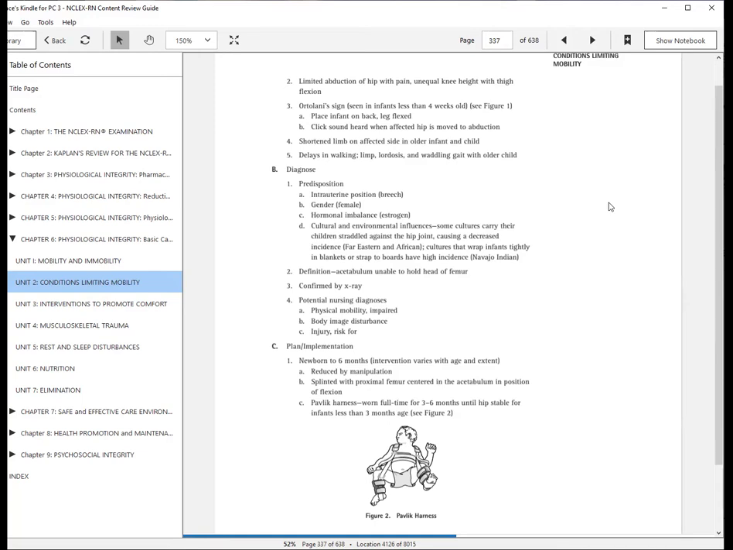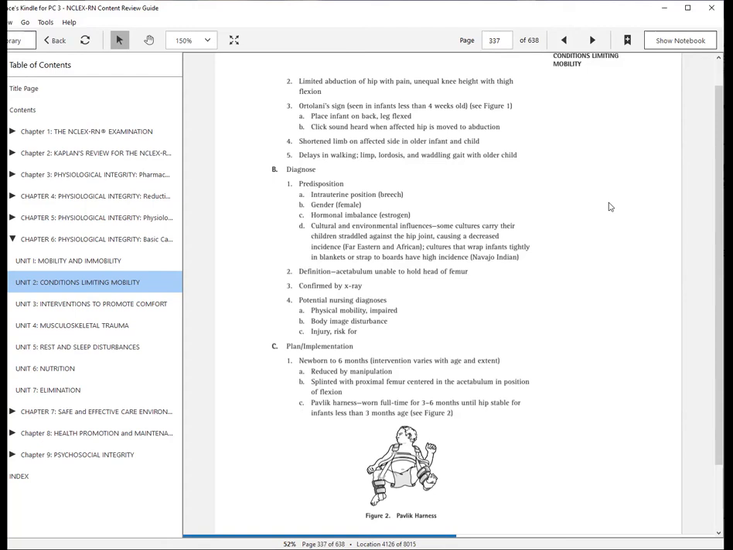Ortolani sign. This is seen in infants less than 4 weeks old. I have a figure to show you in a little bit. You place the infant on their back with their legs flexed. Then you hear a click sound when you are assessing the infant, and then there will be shortening of the extremities. There will be delay in walking, so limping, lordosis, and waddling gait. Developmental hip dysplasia is usually in little children.